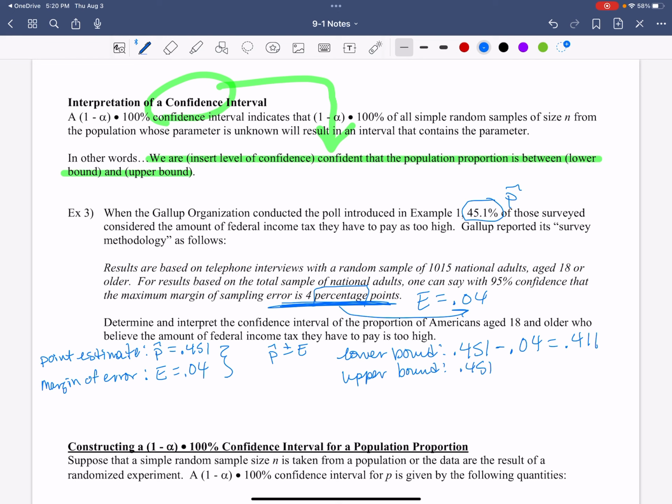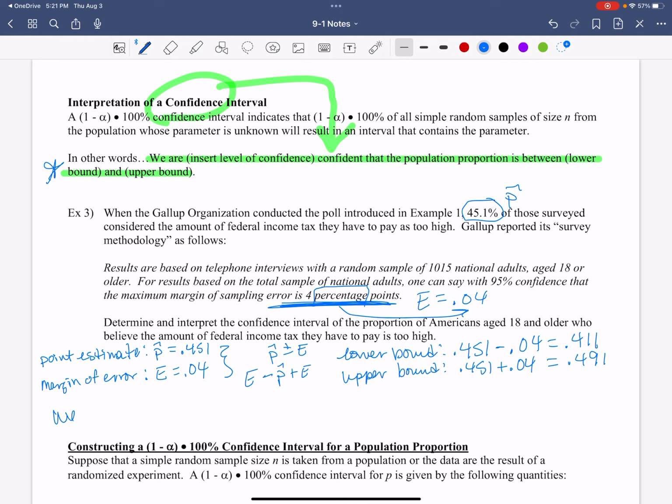The upper bound means on the other side. So this is really my p hat plus my margin of error. That's kind of what this is saying. That's how you get a lower bound. You're taking the margin of error in the other direction. The upper bound is the margin of error up high. So I'm going to add 0.04, and that's where I get 0.491. So my confidence interval, we're going to write this statement that we have up here.